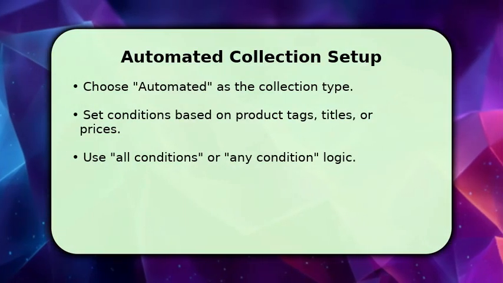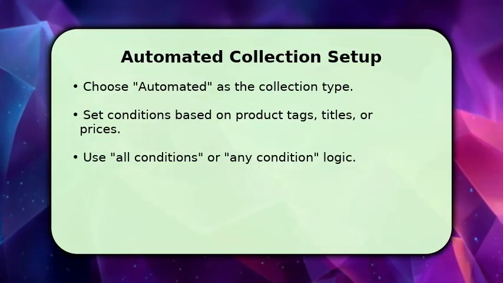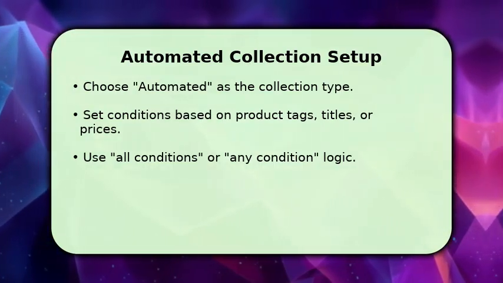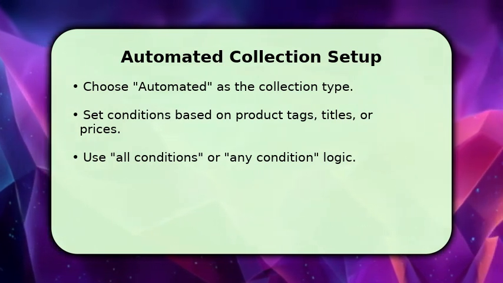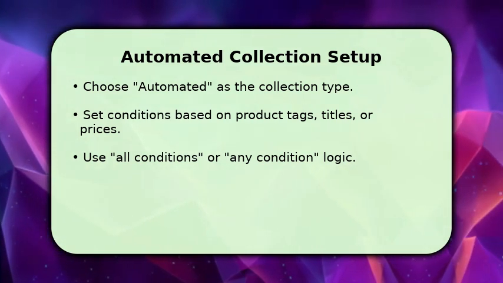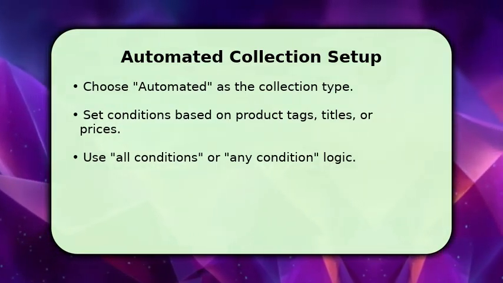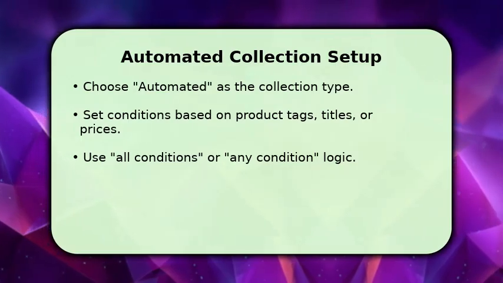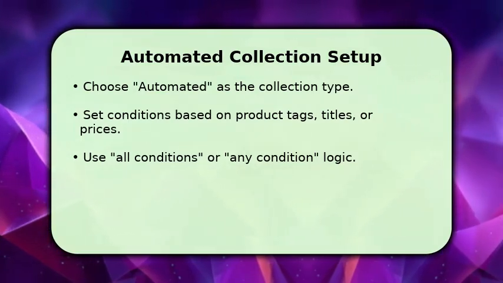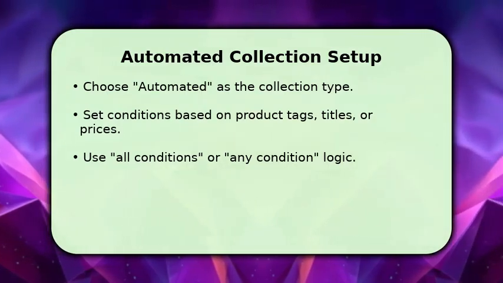For automated collections, select Automated as the collection type. This powerful feature allows you to define specific conditions that products must meet to be included. You can set rules based on product tags, titles, vendors, or even price points. Decide whether products must meet all conditions or any condition for inclusion. Once set, Shopify automatically adds or removes products as they fit the criteria, saving you significant time.